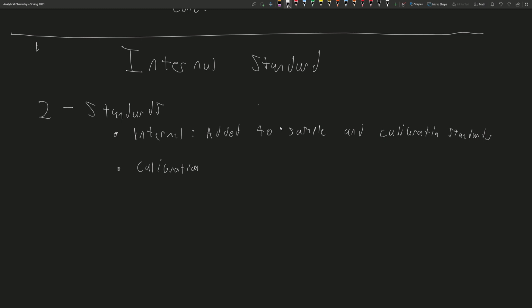So what is the purpose of this internal standard? So let's say we have this sample right here. We are going to put our unknown into it. We are going to put our internal standard into it. And we are going to put water into it. This would be our sample.